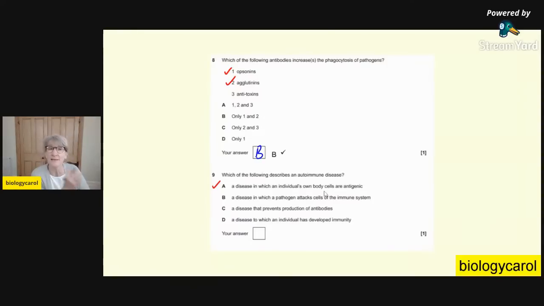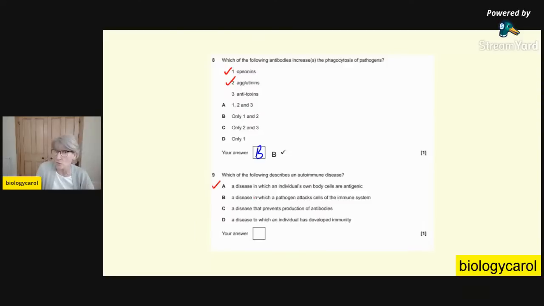However, in the situation of an autoimmune disease, those markers become antigenic because they cause an immune response. They cause our own immune system to attack our own body cells. So that is true. B, let me just go through the others though. A disease in which a pathogen attacks cells of the immune system. That isn't what happens in autoimmune diseases. That happens in diseases like AIDS.